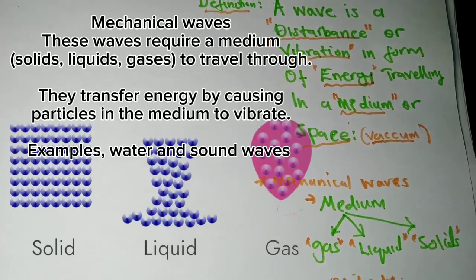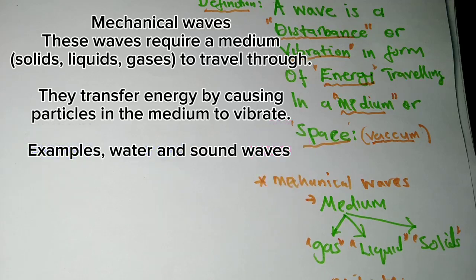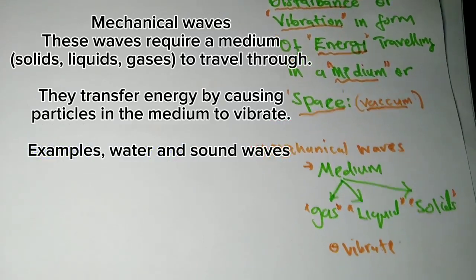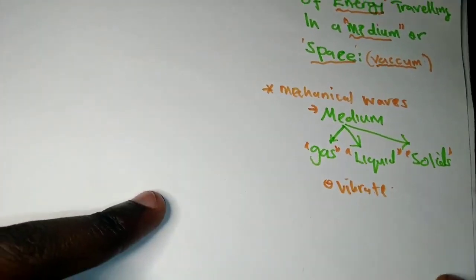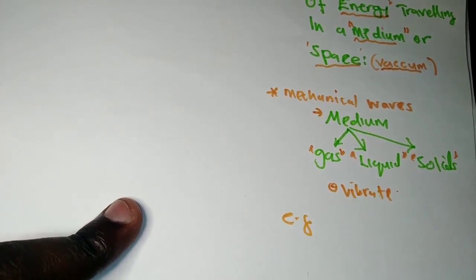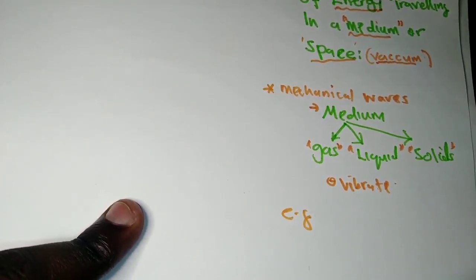We defined the wave as a disturbance or a vibration. So the particles in a solid will vibrate, similarly the particles in a liquid will also vibrate, and the particles in a gas will also vibrate. Mechanical waves transfer energy by causing particles in a medium to vibrate. There are a lot of examples of mechanical waves; I can give a few. We have water waves.